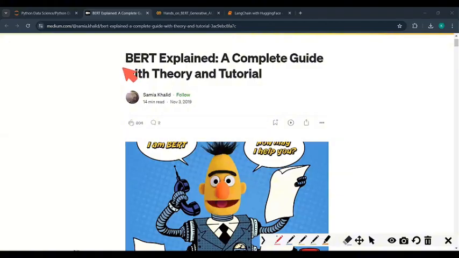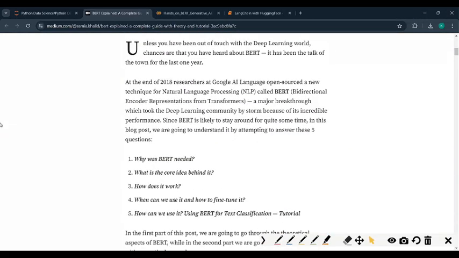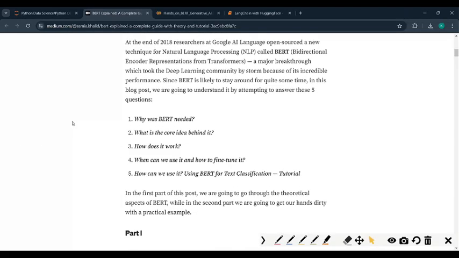So now this is what we are going to study. What exactly is BERT and how it is different from, or how it is updated on top of transformers. That is what we will talk about. So at the end of 2018, researchers at Google AI Language open sourced a new technique called BERT. This is a short form for Bidirectional Encoder Representations from Transformers. Right. So this was the name BERT, and it was created.